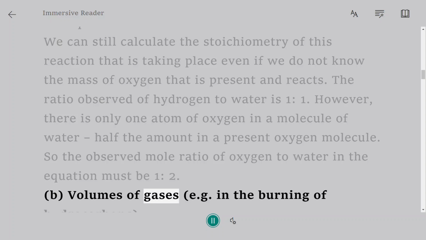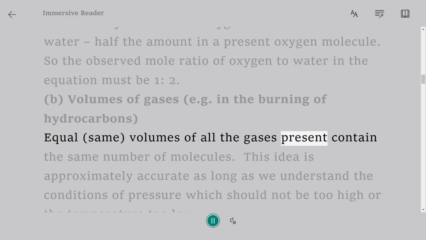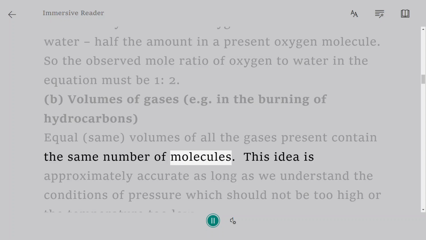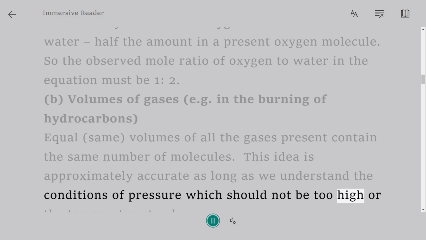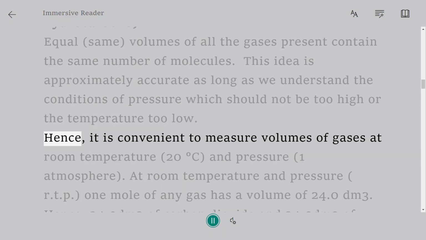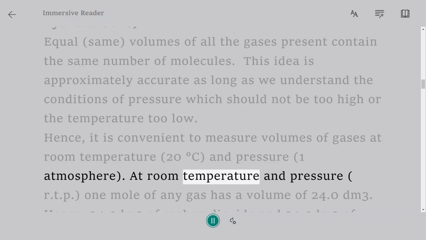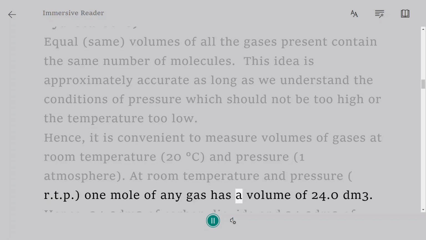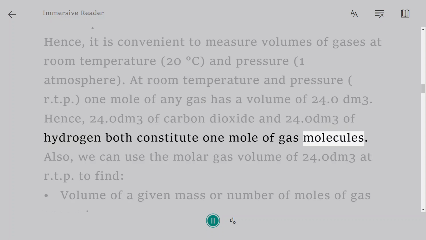B. Volumes of gases, e.g. in the burning of hydrocarbons. Equal volumes of all the gases present contain the same number of molecules. This idea is approximately accurate as long as we understand the conditions of pressure, which should not be too high, or the temperature too low. Hence, it is convenient to measure volumes of gases at room temperature, 20 degrees Celsius, and pressure, 1 atmosphere. At room temperature and pressure, RTP, 1 mole of any gas has a volume of 24.0 dm3. Hence, 24.0 dm3 of carbon dioxide and 24.0 dm3 of hydrogen both constitute 1 mole of gas molecules.